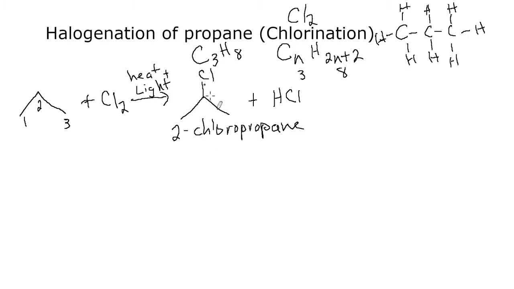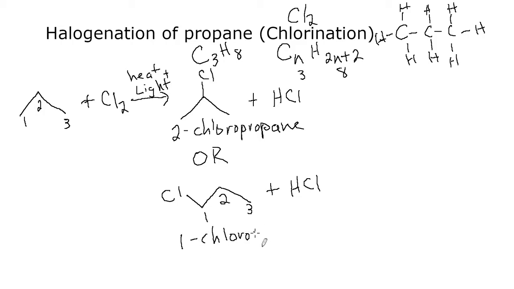Now, we could also have the chlorine add to either this carbon atom. So let's draw that possible product. It's an either-or type of thing. So I'm going to put or. We could get chlorine, and it's going to be bonded to carbon number 1. So this is carbon number 1, carbon number 2, carbon number 3. And then we also would get our molecule of HCl. The name of this molecule would be 1-chloropropane.